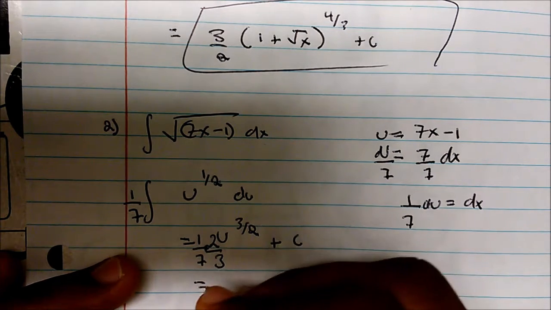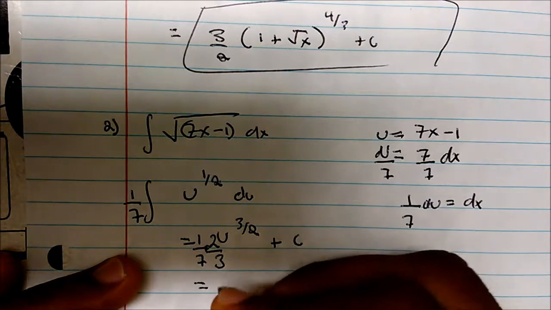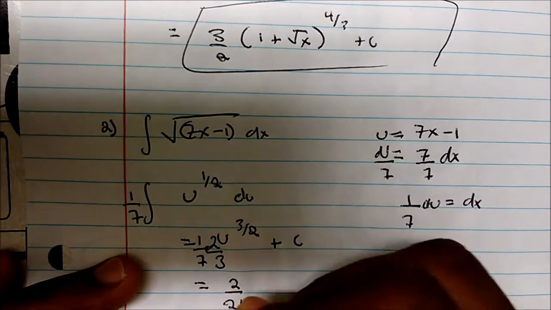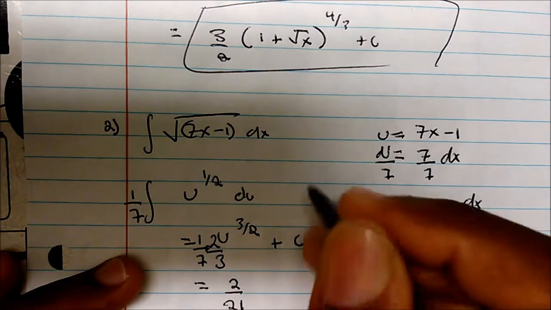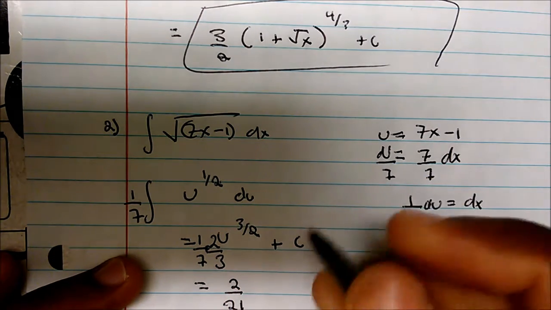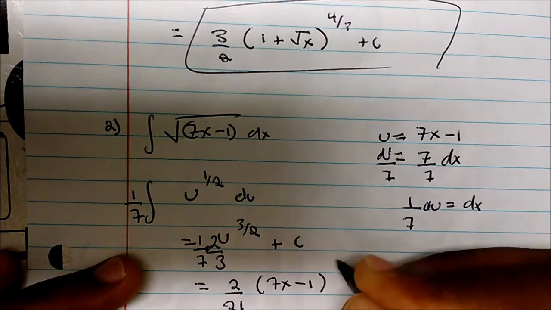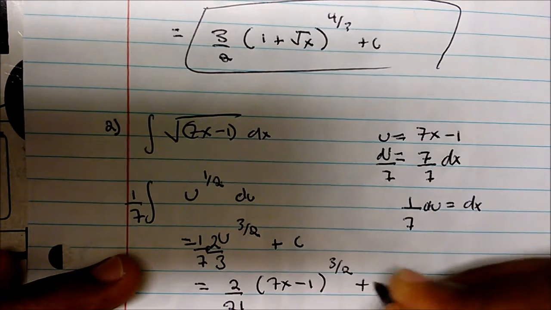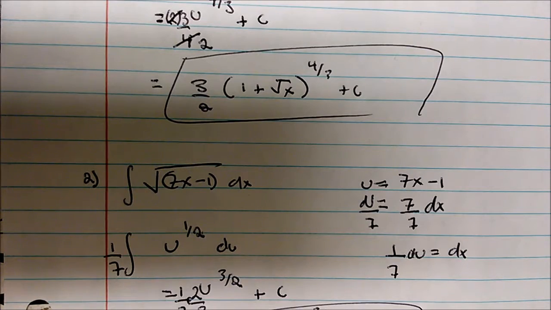So putting everything together, 3 times 7 is 21, so this becomes 2/21. And u is 7x minus 1, so this is 7x minus 1 raised to the 3/2 plus c. And that will be our integration. Again, nothing hard. Let's look at one more.